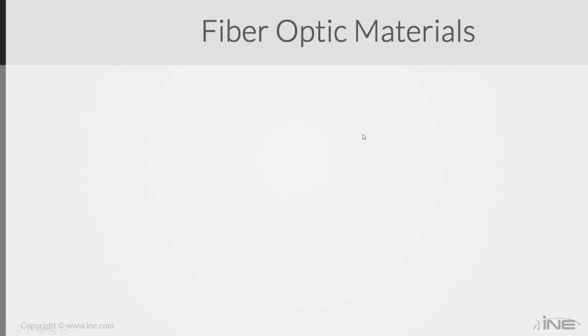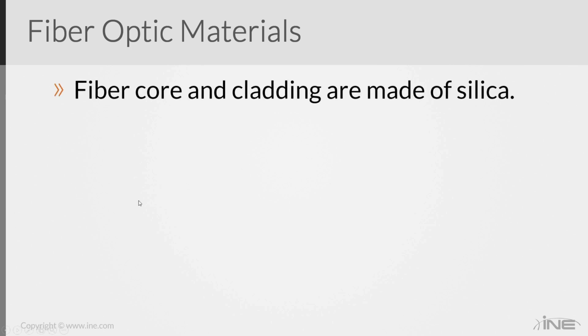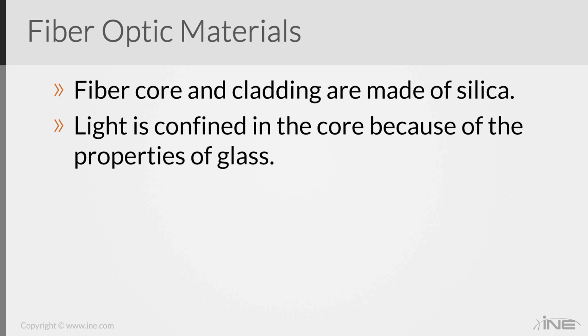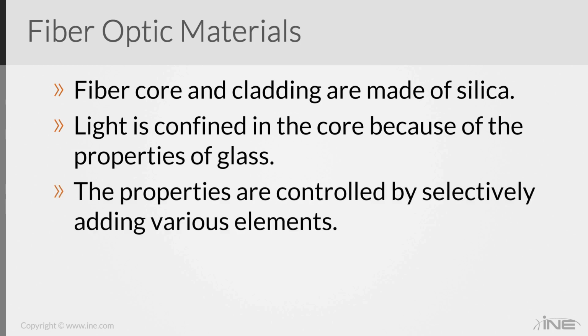Now, fiber optic materials are pretty straightforward, similar in fashion to the way Ethernet works. The first thing you're going to deal with is that the fiber core and cladding are made of silica, which is basically like silica sand. It turns into glass. Light is confined in the core because of the properties of glass. The properties are controlled by selectively adding various elements, dopant particles, which help keep the light in play so it reflects instead of refracts.